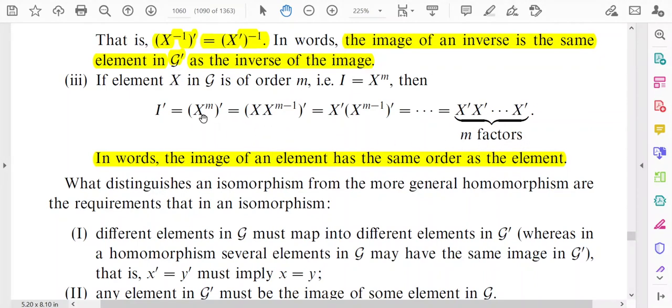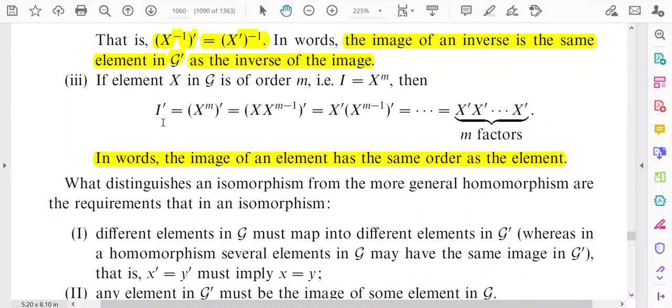You see, taken x to the power m then prime. So this is the same as x prime into x prime into x prime, in this way m factors, because we can also prove it in this way. Suppose x to the power m you write in this fashion, that is x into x to the power m minus 1, then prime, and as per the rule of the homomorphism we can write it as x prime then (x to the power m minus 1) prime, and so there will be total m factors here. So in words, the image of an element has the same order as the element.